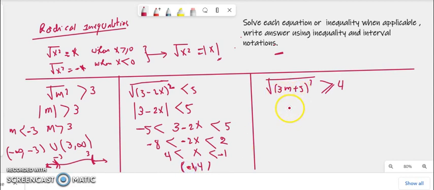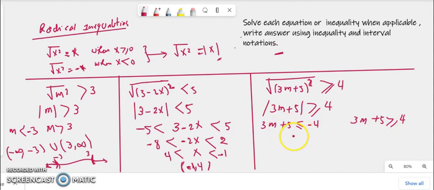Alright, let's do the next one. So first step, the absolute value of 3m plus 5 is greater than or equal to 4. Alright, so that means we apply the theorem for greater than: 3m plus 5 is less than or equal to negative 4, or 3m plus 5 is greater than or equal to 4.